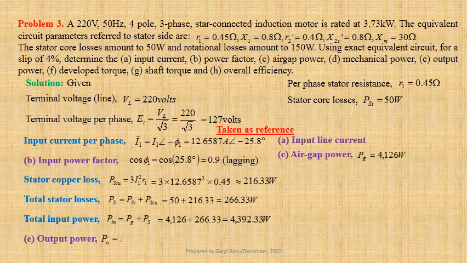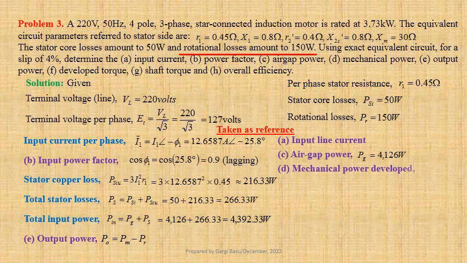Po equals Pm minus Pr. Given rotational losses Pr equals 150 watts. We have computed mechanical power developed Pm equals 3961 watts. Therefore, Po equals 3961 minus 150, that gives us 3811 watts.